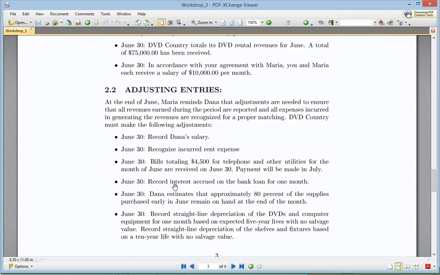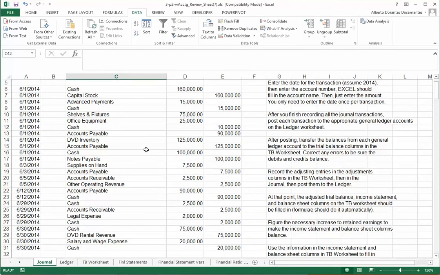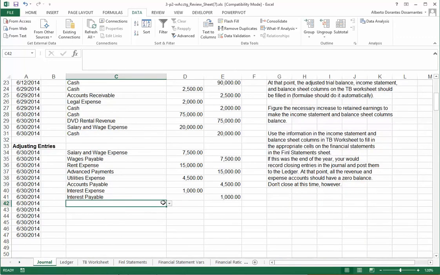And we go to the following one. It says Dana estimates that approximately 80% of the supplies purchased early in June remain on hand at the end of the month. This means that after the month we bought supplies. Supplies are like paper, pencils, and those things that are used daily in an office.